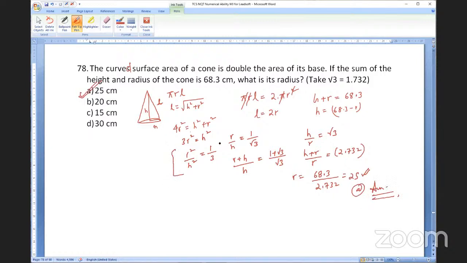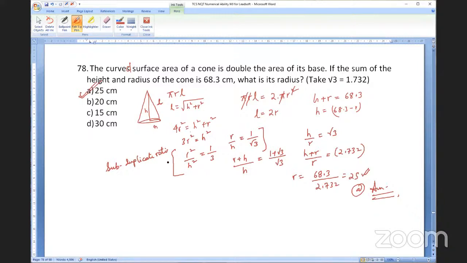Here what we have used? Here we have used subduplicate ratio. Subduplicate ratio concept. If r square by h square is 1 by 3, then r by h is 1 by root 3. We can do root on both sides.